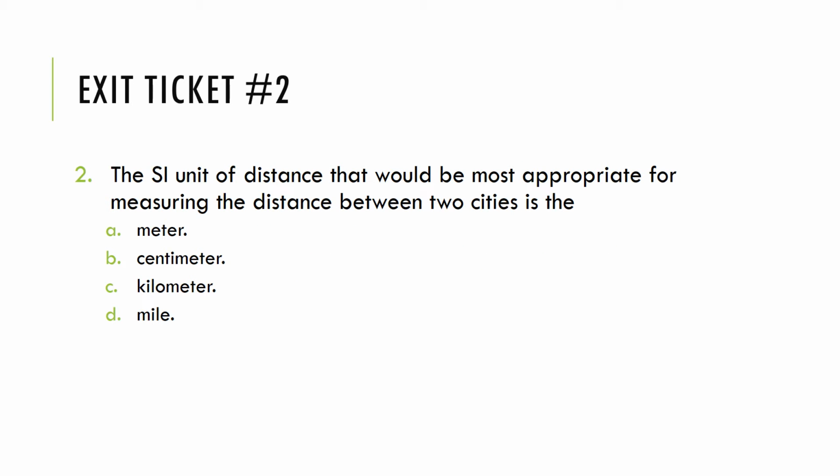Exit ticket number 2. This one was C, kilometer, because it has a meter. Basically, A, B, or C could be used, but C is the best. I wouldn't like to see you using a meter stick to measure the distance between two cities. That'd be silly and take you a long time.